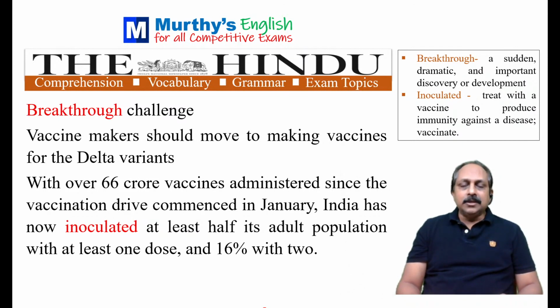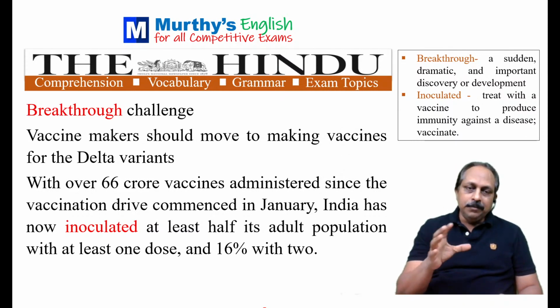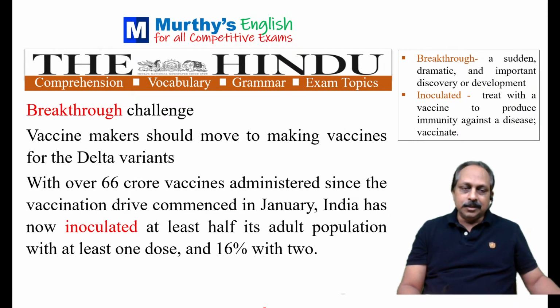So this provides statistical data. What is the statistical data? With over 66 crore vaccines administered since the vaccination drive commenced in January. The vaccination drive commenced in January. Since that time, 66 crore vaccines administered. Now, as of now, India has inoculated at least half its adult population. Adult population, 50% inoculated with at least one dose and 16% with two doses.